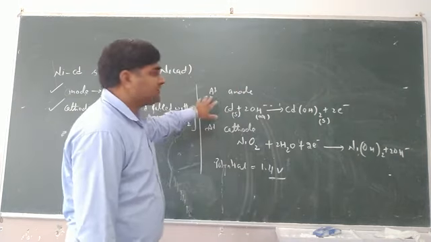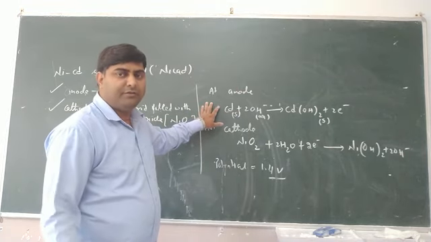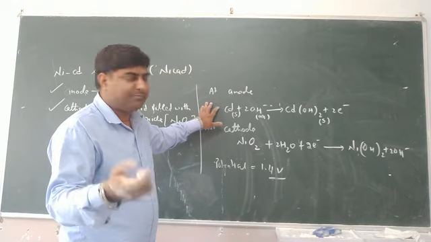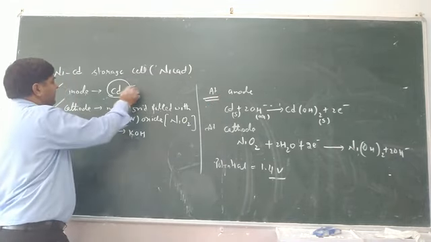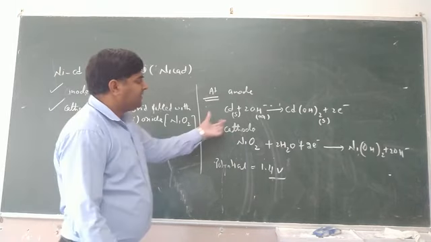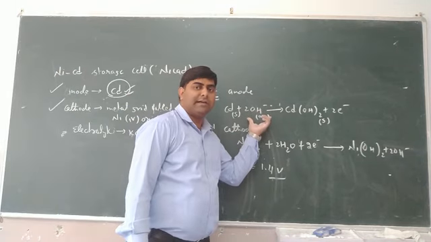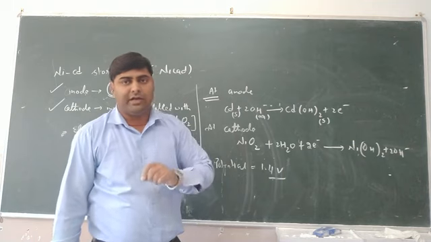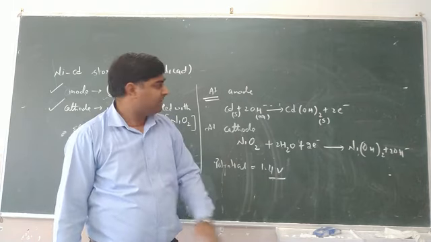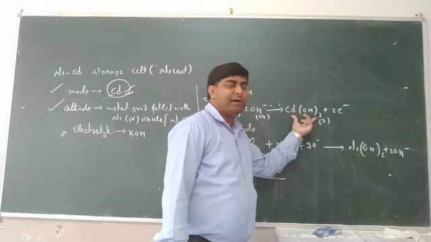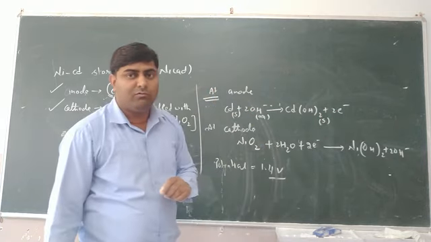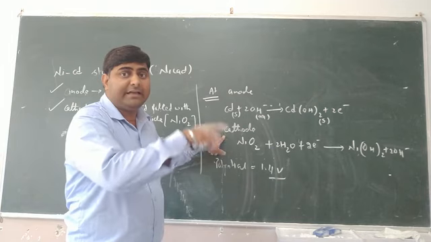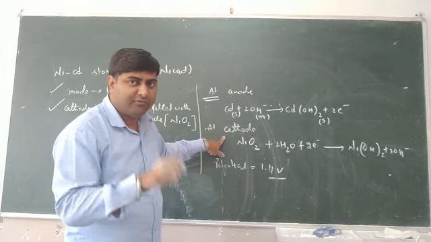And the reactions which take place. We know that at anode oxidation takes place. So anode is a cadmium electrode. So cadmium gains 2 OH negative ions from the electrolyte KOH to form cadmium hydroxide, and releases 2 electrons. These 2 electrons move towards cathode in the outer circuit, hence current flows.